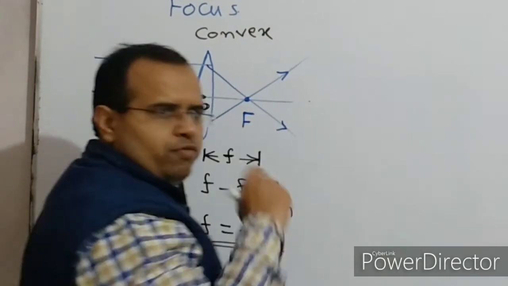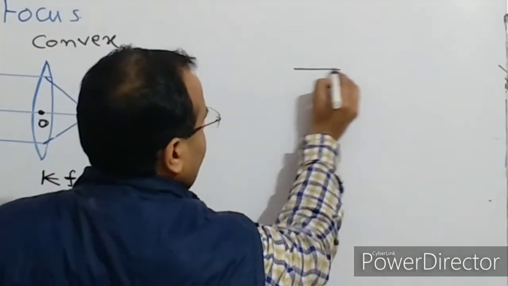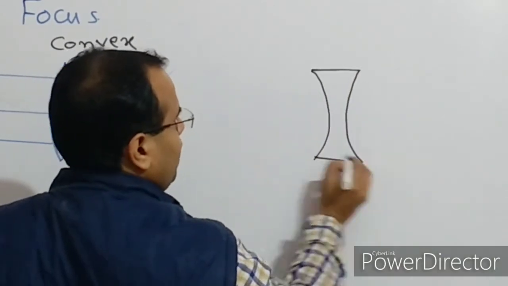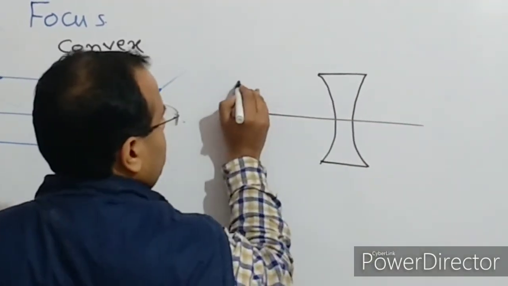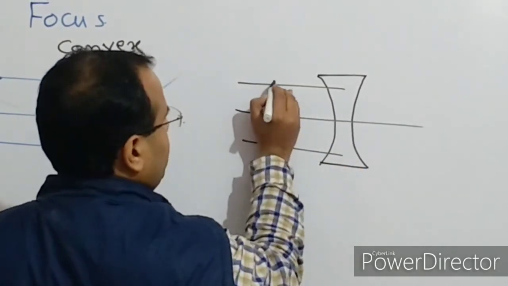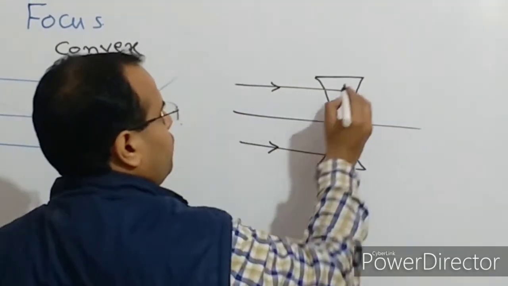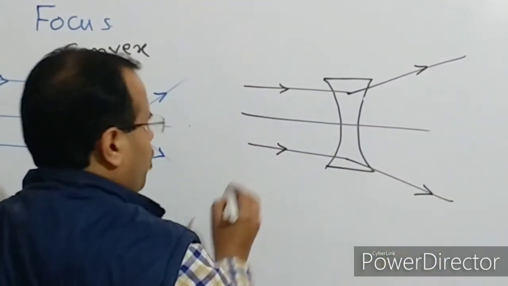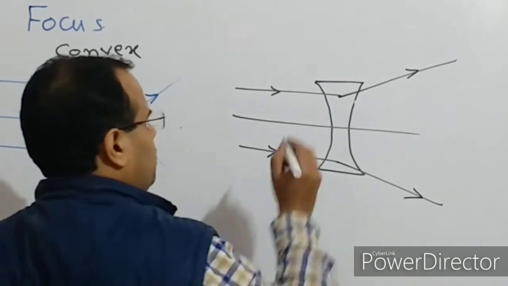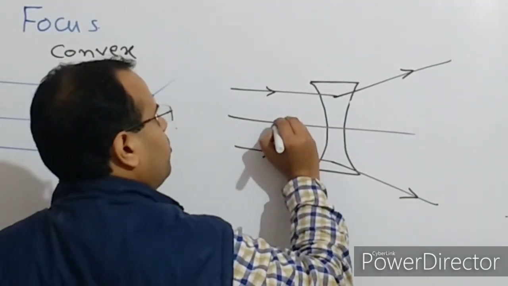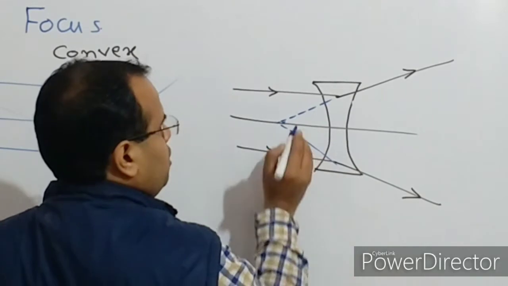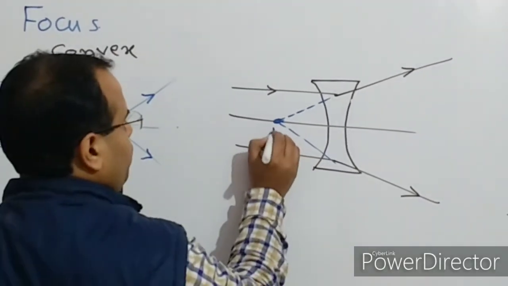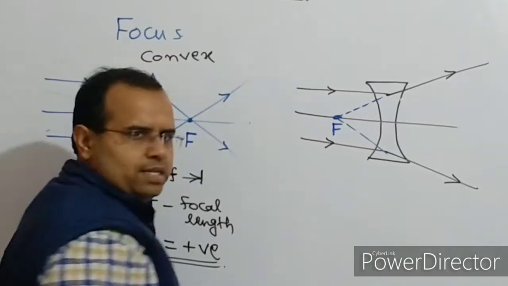Now if you see the concave lens, with this as the principal axis, if light rays are incident parallel to the principal axis, then after refraction, the light rays appear to come from a point on the principal axis, like this. This particular point from which the light rays appear to come is called the focus of the lens.